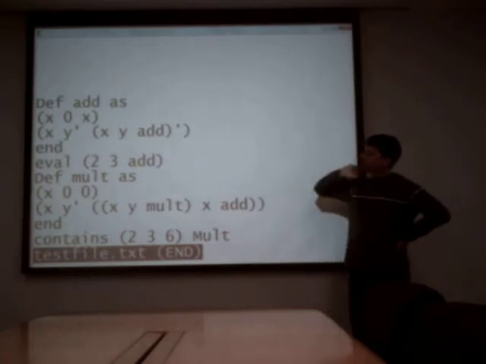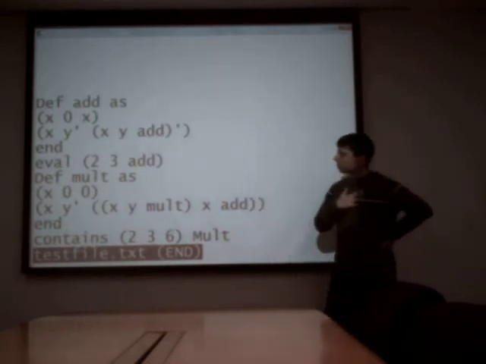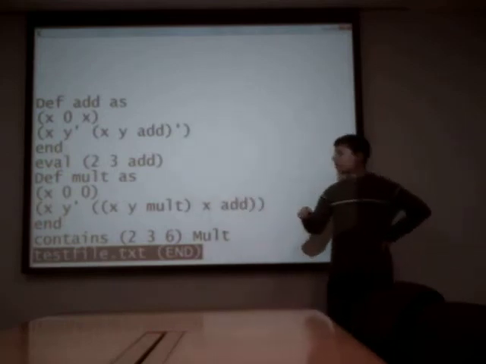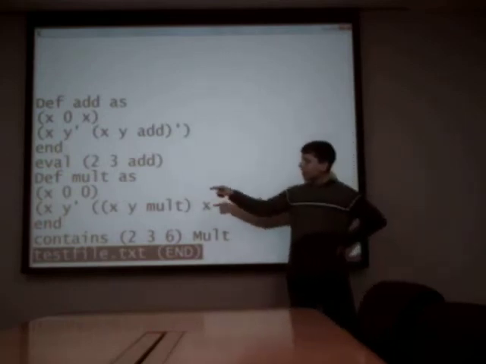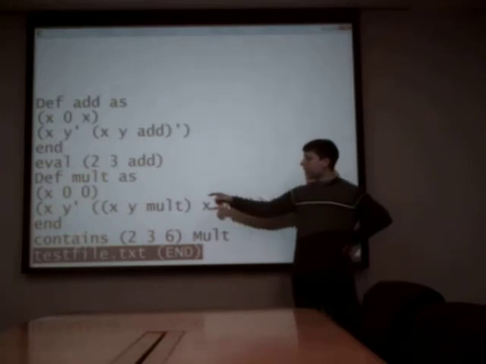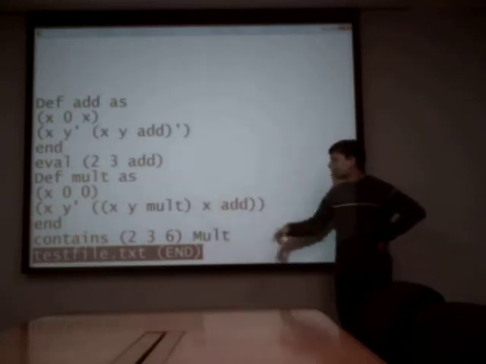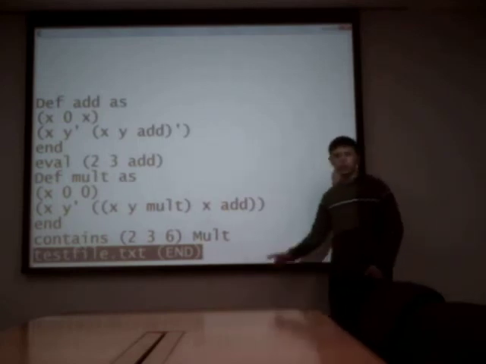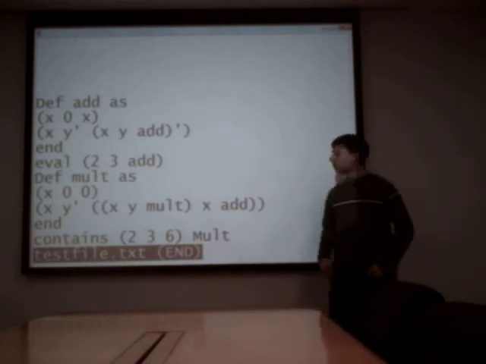We already showed the code for addition, and then we're going to just evaluate what is 2 plus 3. We can also define the multiplication function, so x times 0 for any x is 0, and x times y prime can be defined as x times y plus x. That's what this line says. And then we're going to check, is the tuple 2, 3, 6 in the multi relationship? Or in other words, is 2 times 3, 6?